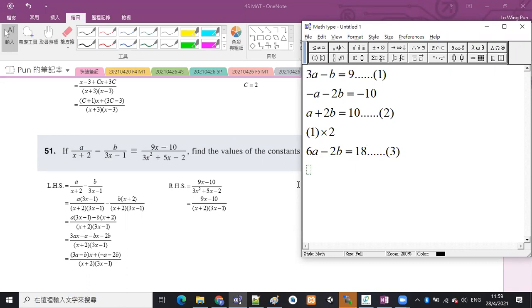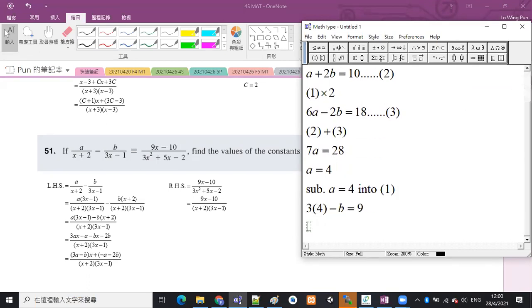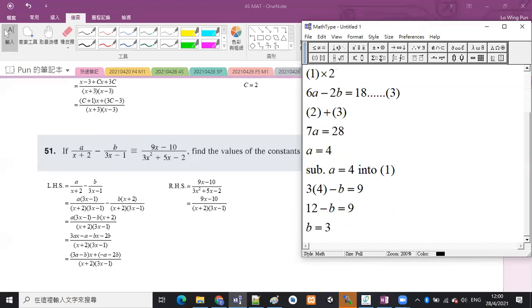And from equation 2 and equation 3, for the b terms, one is plus 2b and the other is minus 2b. So when I add the equations together, the b terms will be completely cancelled. So what is remaining is a plus 6a, that is 7a. Right hand side is 28. So a is equal to 4. Right? And then you just substitute the value of a into equation 1. And we have 3a minus b is equal to, I forget, is it 9? Yes, it's 9. 12 minus b is 9, so b is 3.